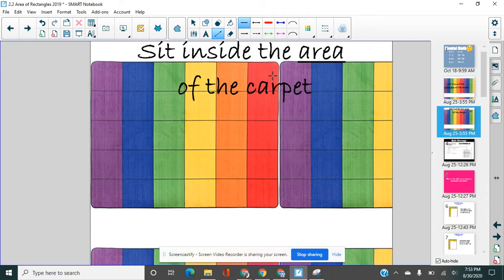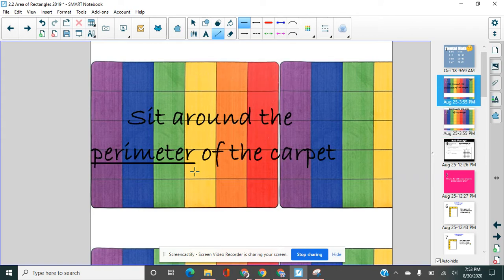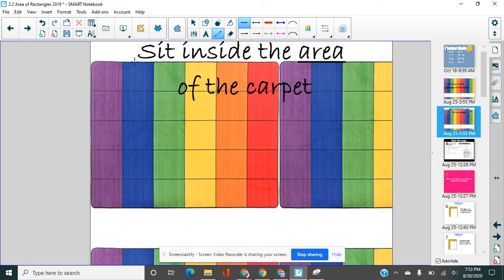However, if we then had those same students and we said sit inside the area of the carpet, then they're going to sit on the inside. This is what the students usually do on a rug like this, right? They sit in the area, on the inside. So perimeter is the outside, the distance around the shape, and area is the inside.